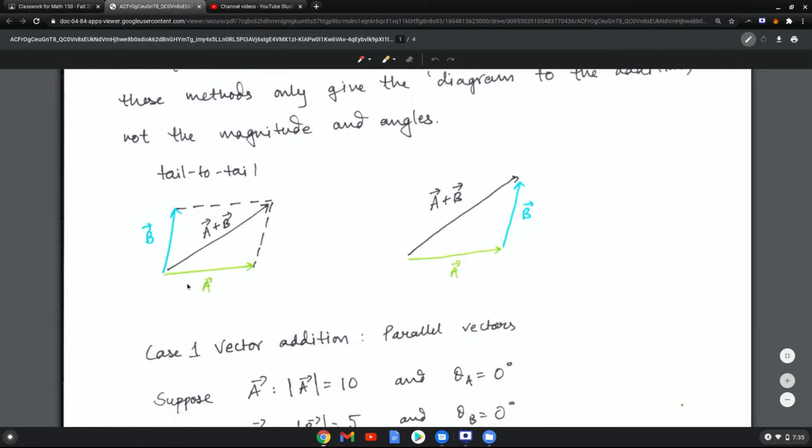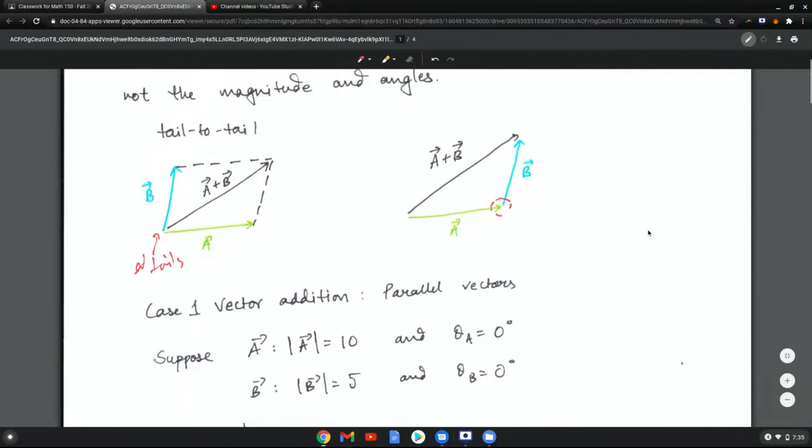For tail to tail addition, we align the vectors such that their tails touch, and then we can complete the parallelogram and the diagonal is the sum. For head to tail, we align them so that the head is next to the tail, and when we do that, we complete the triangle to get the sum. Again, notice here that no matter which method you use, you end up with the same direction.